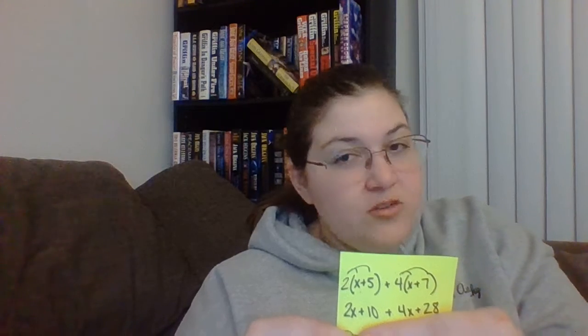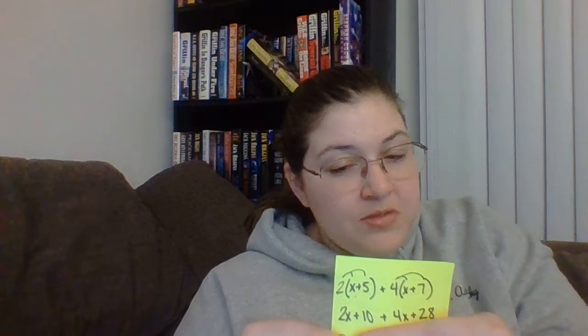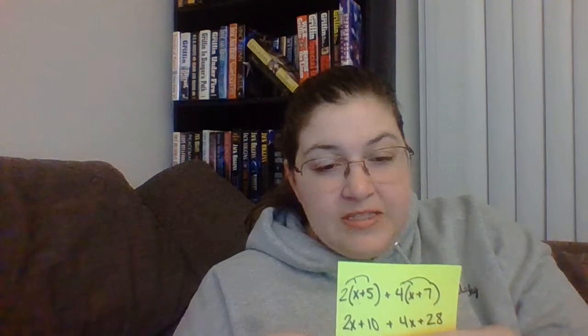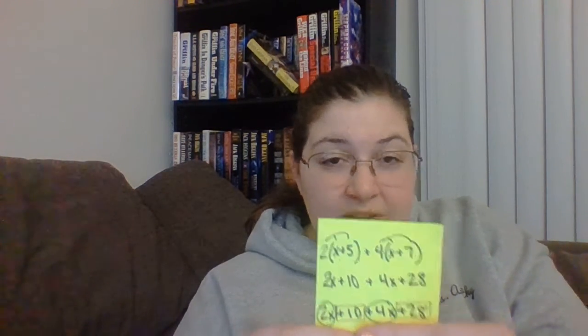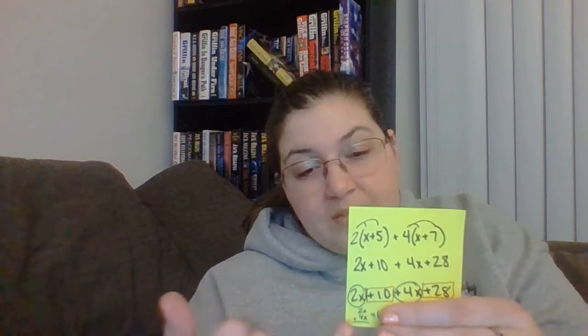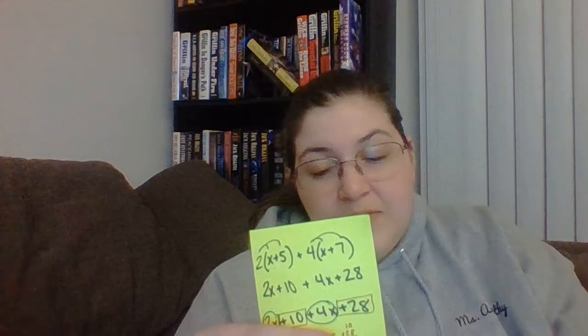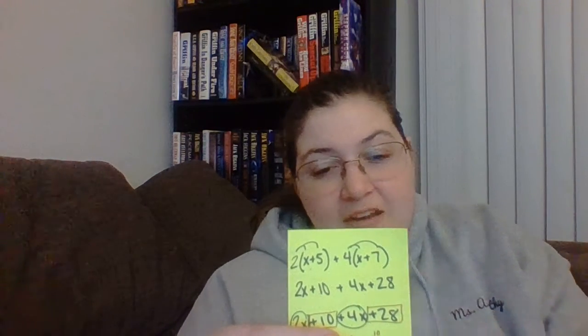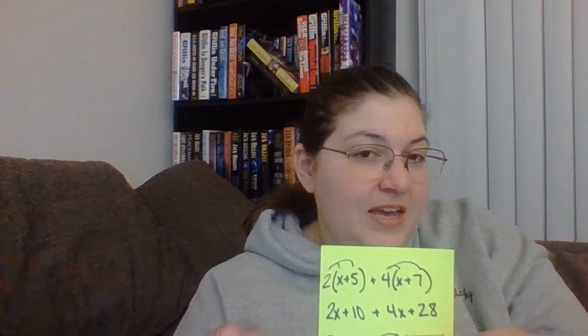Directions said that I need to combine like terms, so I look at that expression, I say, what can be combined? Well, I have 2x and 4x, those are the same, and I have 10 and I have 28, those are the same. Notice how I circled my 2x and my 4x, I put a box around my 10 and my 28. So, 2x plus 4x, 6x. And then I've got 10 plus 28, that gives me 38. You combine them, and you end up with 6x plus 38.